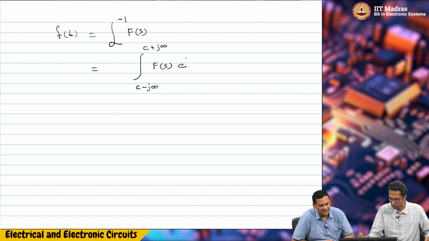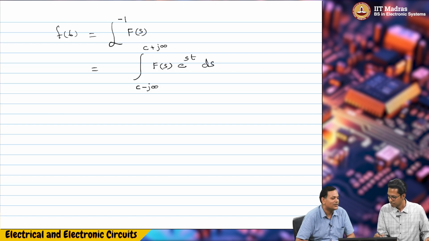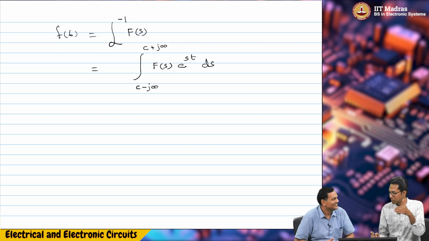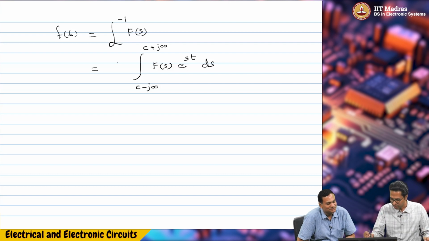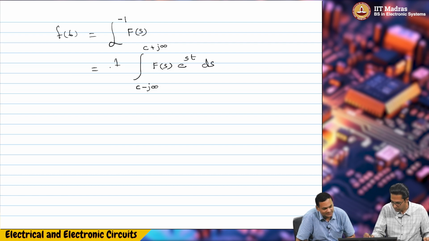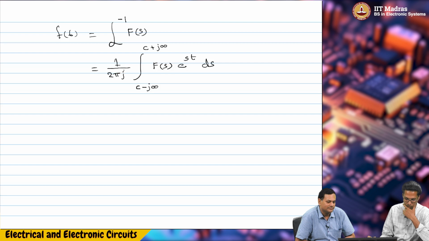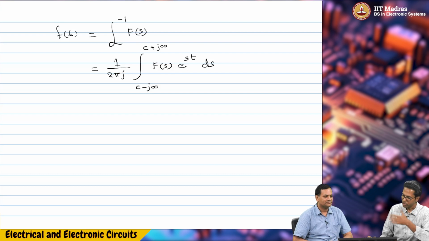Now this should be ds, I guess, right? Yes, but there is something else: e power st. If I thought it was just going to be simple F of s ds, it's not that easy, because when you came here you went through some process, of course. You cannot go back that easily. And then there is also some factor here, 1 by 2 pi j. C is of course a real constant. So what it says is, if you do this, you can get back.